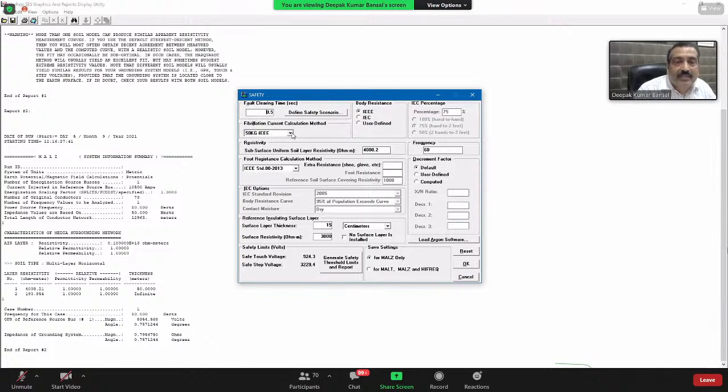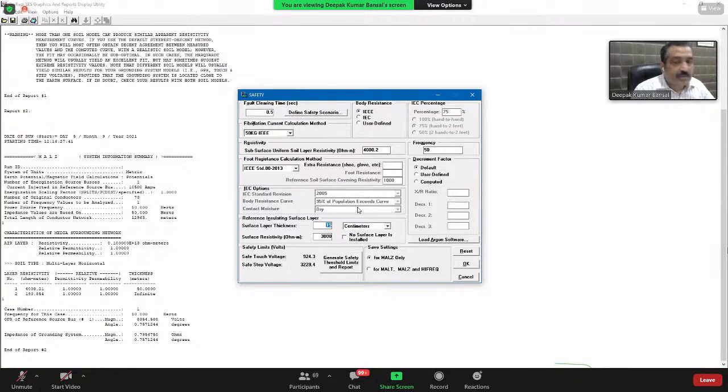And body weight we have taken as 50 kg. We can take 70 kg also, but with 70 kg people can withstand higher touch and step voltages. So as a worst case scenario, we will go for 50 kg only. And subsurface uniform soil resistivity is here 4,000 ohm, and frequency we take 50 hertz. IEEE standard 80 2013. As per this standard, all the calculations will be done by the software.